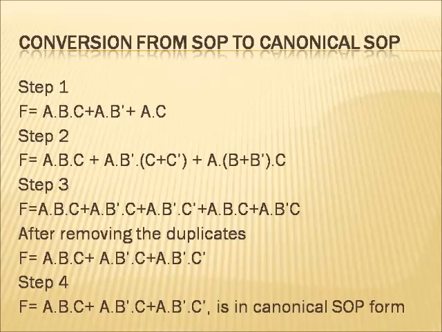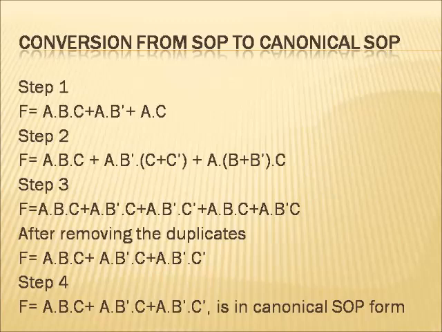After that, step 3 is we have to expand. So F = A.B.C + now we expand: A.B'.C + A.B'.C'. Again if we expand the third one, we will get A.B.C + A.B'.C. Now our next step is we have to remove the duplicates. Once we remove the duplicates, we get F = A.B.C + A.B'.C + A.B'.C'.